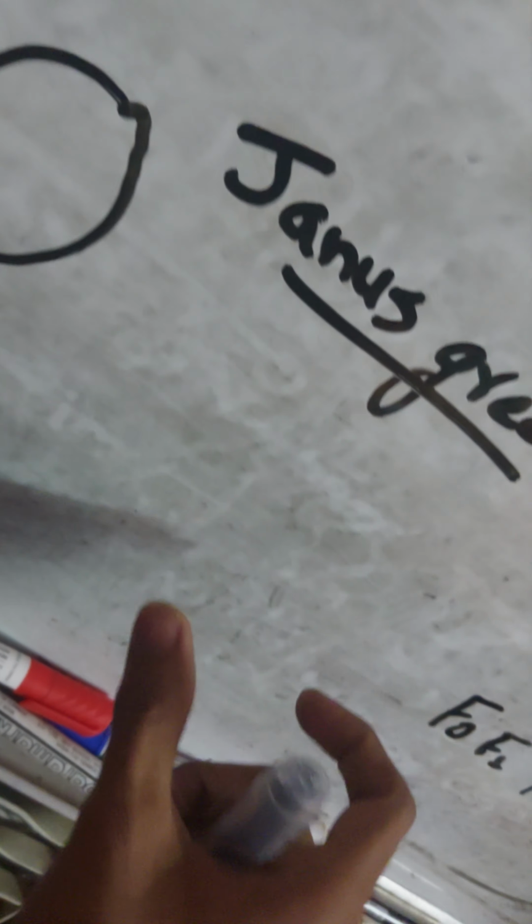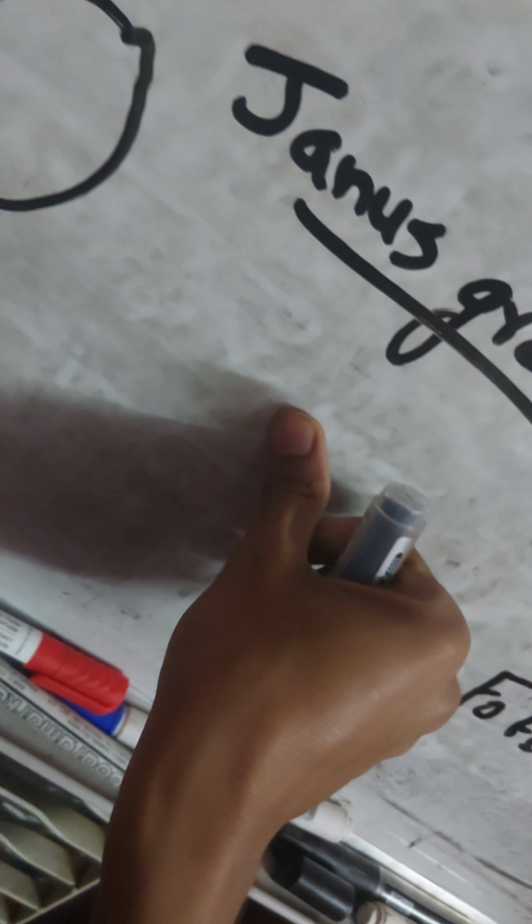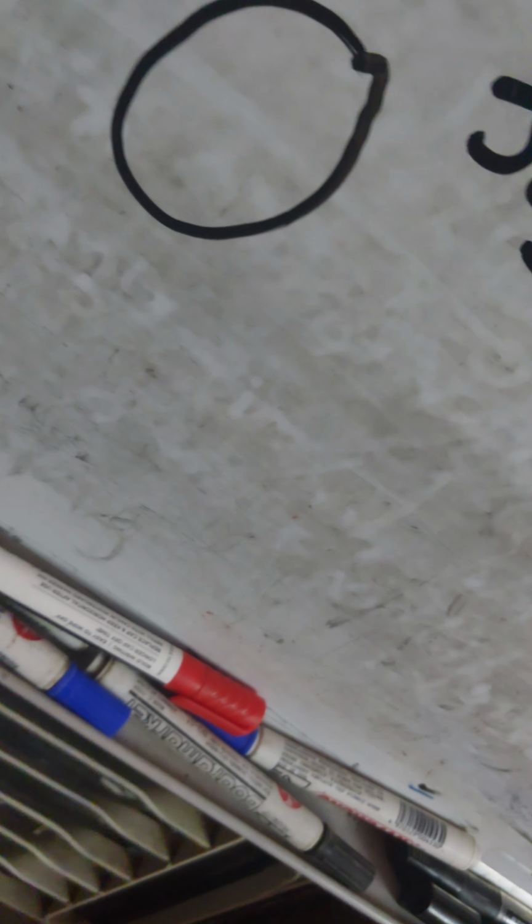So to see mitochondria, we use a special type of stain known as Janus green. Janus green is a stain. Stain means a chemical substance which is used to color a specific type of substance. This Janus green is used to color the mitochondria. So when we put Janus green in it, it colors the mitochondria, and we are easily able to see the mitochondria.